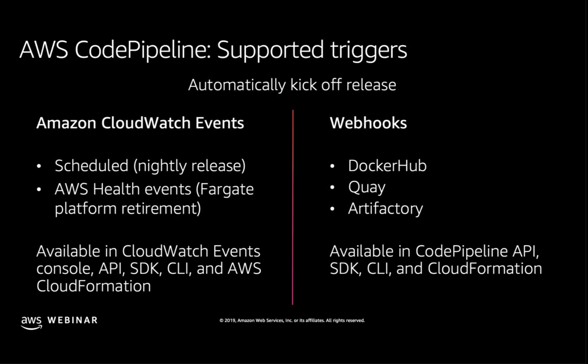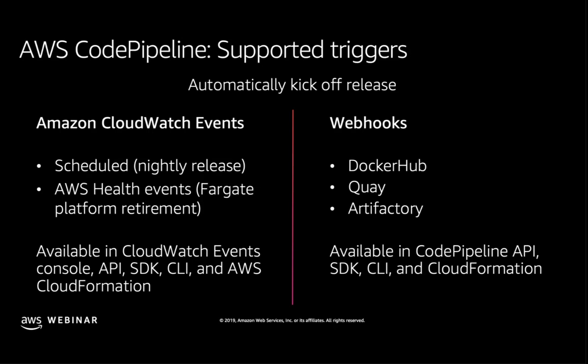So CodePipeline also supports triggers. So instead of just deploying whenever there's a new deploy to your code repo or to your ECR repo, you can also kick off a release on a schedule. So for example, if you want to do a nightly release, you can do that, and that's powered through CloudWatch events. And you can also do it through health events.